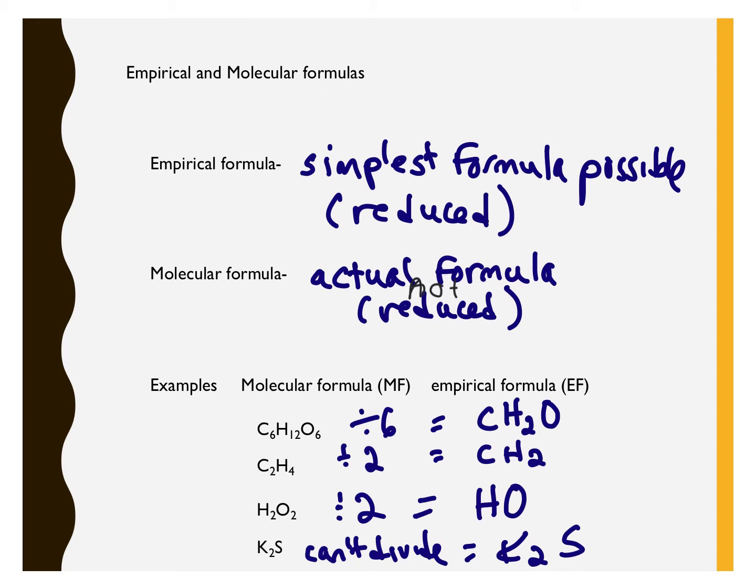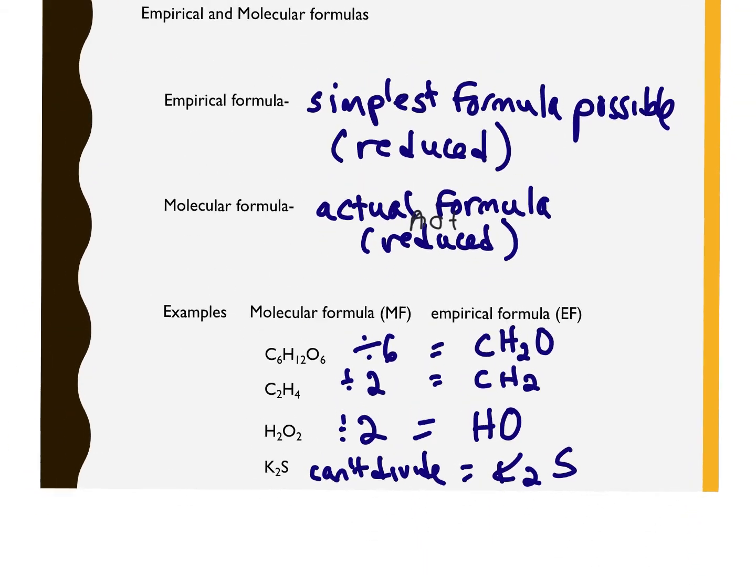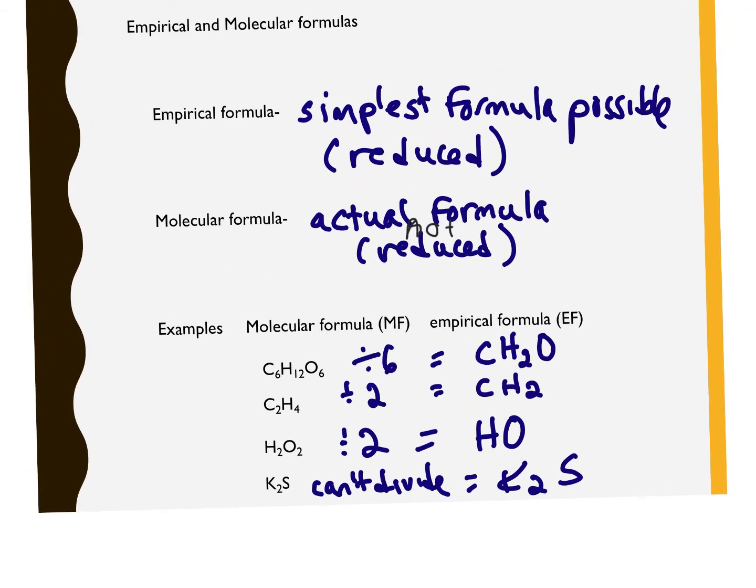The next one is C2H4. It can be divided by 2, so therefore that is CH2. H2O2 can be divided by 2 as well, so that can be simplified to HO. And then finally, K2S cannot be simplified, so we're just going to leave that as K2S. Look and see if you can reduce it. If you can't, like the last one, the empirical formula and the molecular formula are the same.